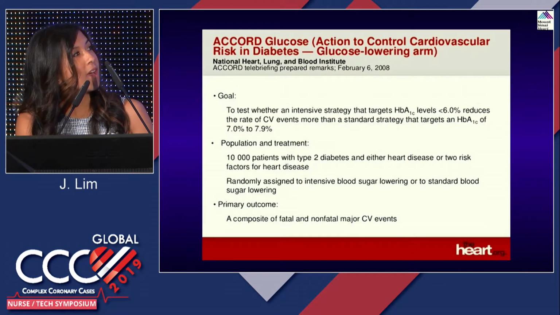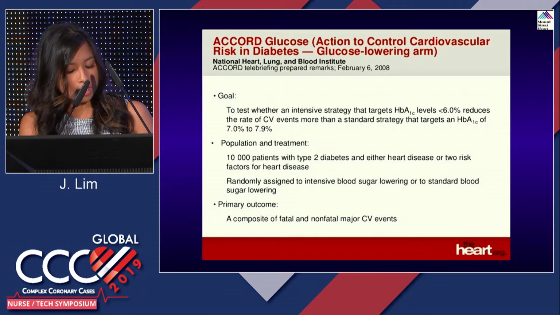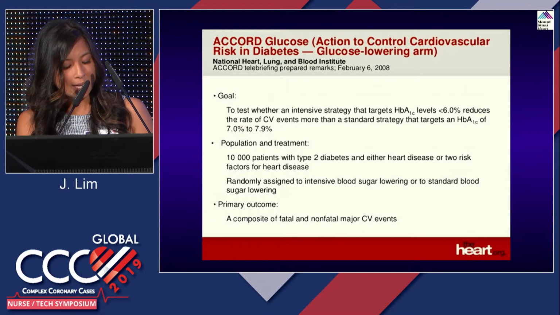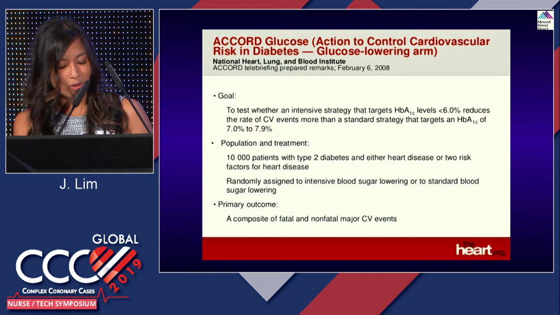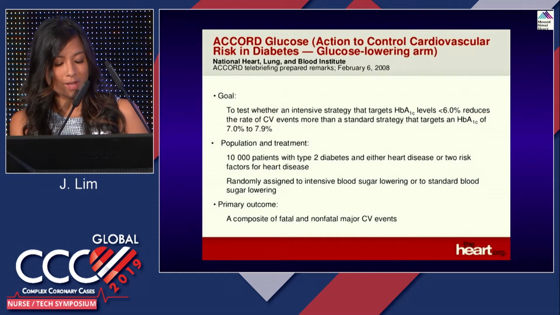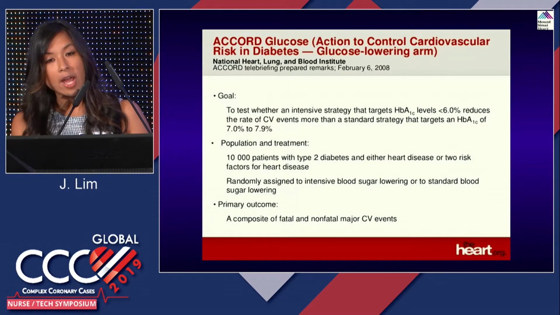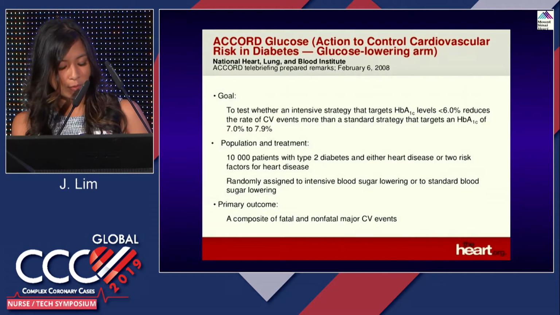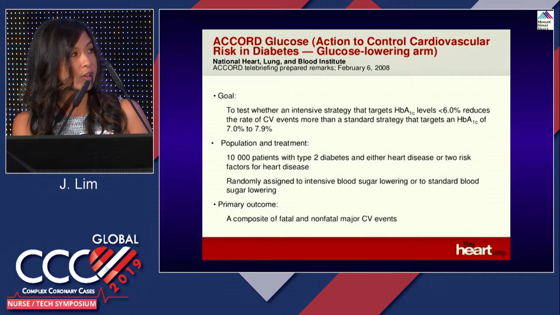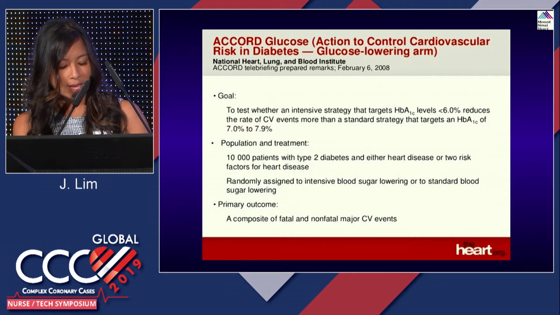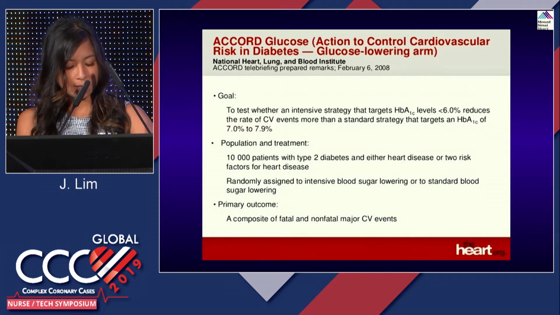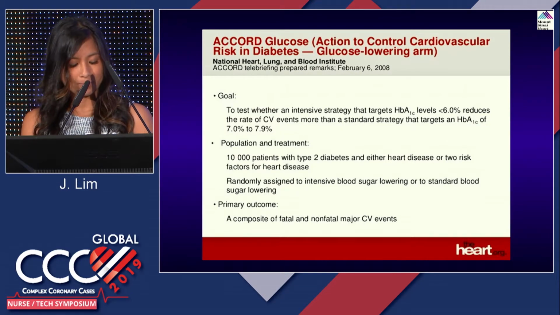And here we have the ACCORD trial, which was a trial which decided if intensive glycemic control with a hemoglobin A1C of less than 6% can reduce cardiovascular disease compared with usual care. So that's usually a hemoglobin A1C of 7 to 8. And actually the trial was stopped. It was supposed to last for 5 years, but they stopped it after 3.5 years due to a high number of total cardiovascular deaths in the subjects assigned to that intensive less than 6% therapy.